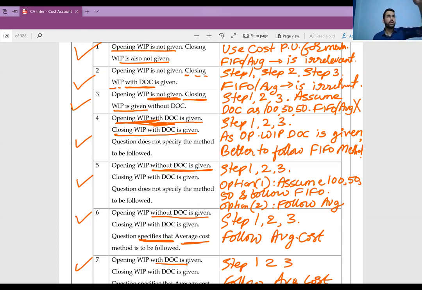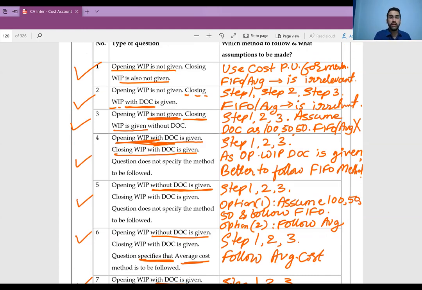Now you clearly know these are the 8 possible questions. And by the way, I have covered all. Look at this. My first one is no opening WIP, no closing WIP. That means this we did in question number 1, 2, 3, 4, 5.